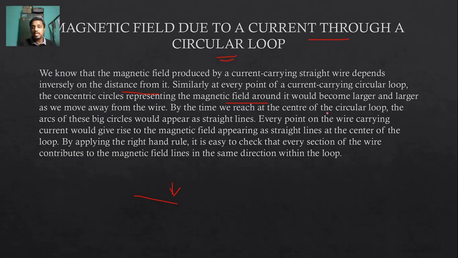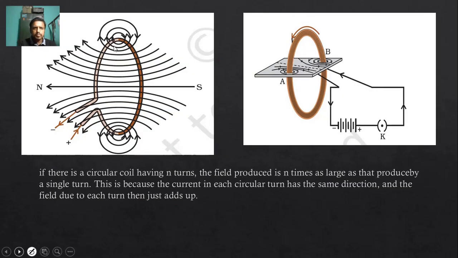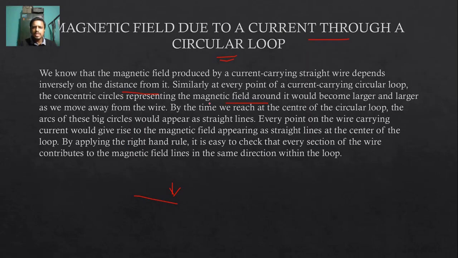By the time we reach the center of the circular loop, the arcs of the big circles would appear as straight lines. Here, as you can see, let us consider this as the center. Here you can see that the circles are very small, but when you come towards the center, it is creating a straight line. By the time we reach the center of the circular loop, the arcs of these big circles would appear as straight lines.